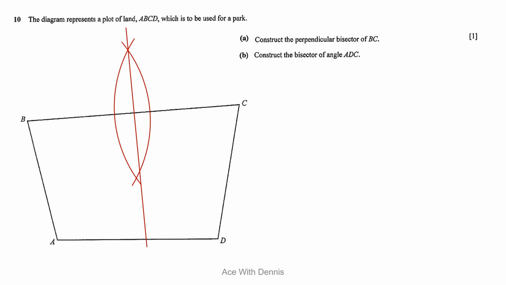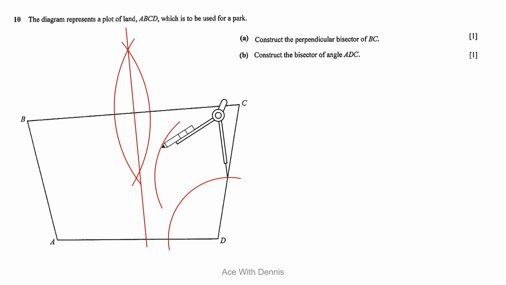Next, part B. Construct the bisector of angle ADC. 1 mark. To construct the angle bisector, first we point the needle at point D, and then we draw a curve like this. The distance between the needle and the pencil can be any distance. Next, we point the needle at the intersection point of the curve and the line CD, and the distance between the pencil and the needle can be slightly bigger than the previous one. Next, we draw a curve like this.